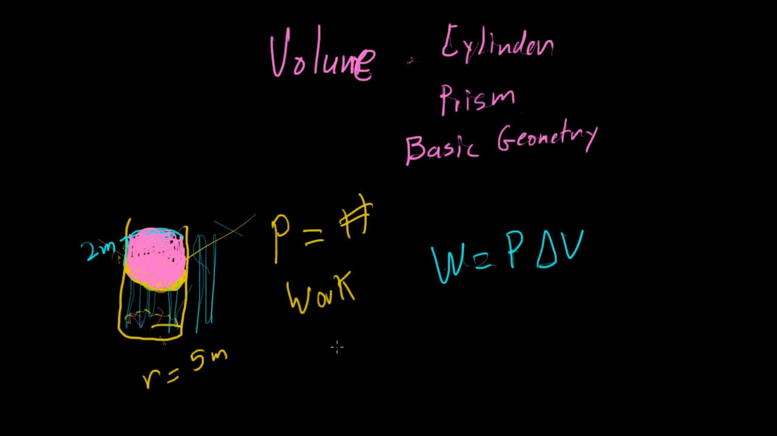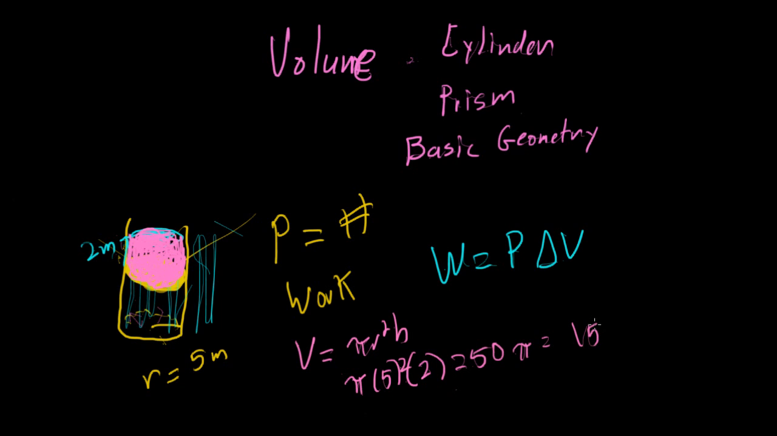So what we would do here, this is the volume of a cylinder, so volume of a cylinder is just pi r squared h. We know r, so it would be pi times 5 squared, and the height in this case would be how far it moved times 2 meters. So we'll end up getting 50 pi, which is 150 something cubic meters. So now we know delta V.